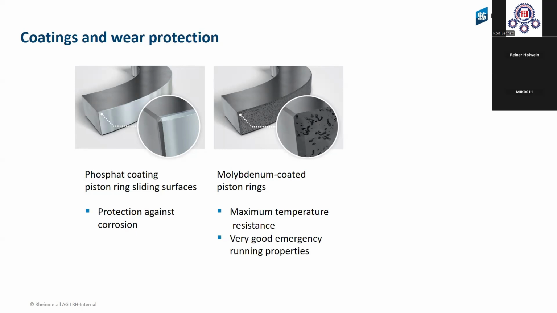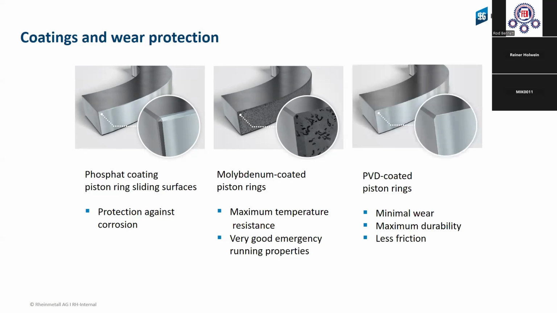And also when it's sometimes missing a little bit of oil, it can be a safety or emergency situation. The molybdenum can be safe maybe for a small oil missing, for a small time. Then we have the PVD coated: minimum wear, maximum durability, and less friction. And this is what you will find with most rings with a PVD, or what I will show you on the next slide with another ring.